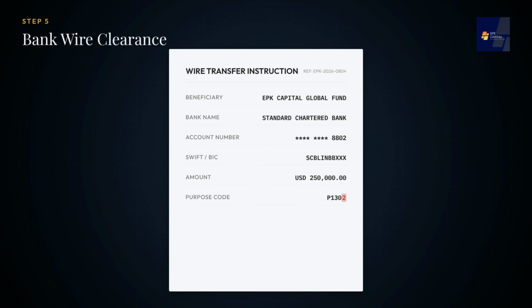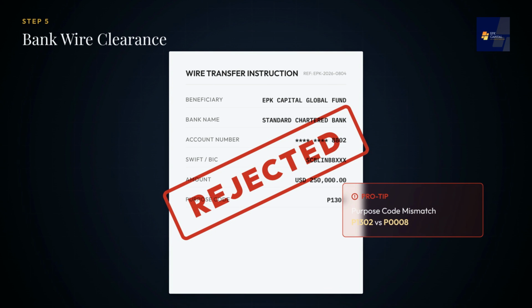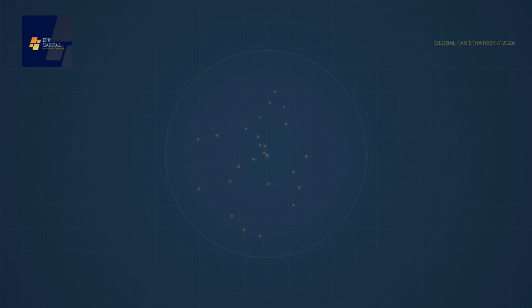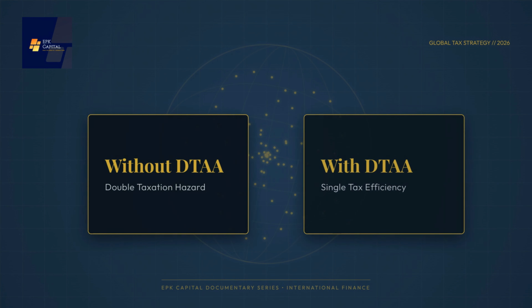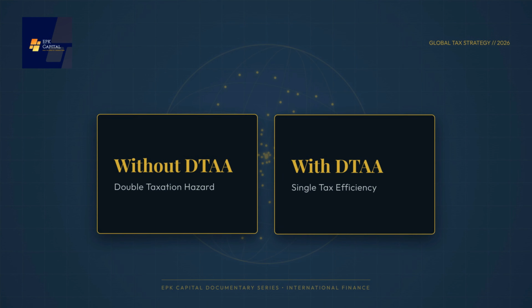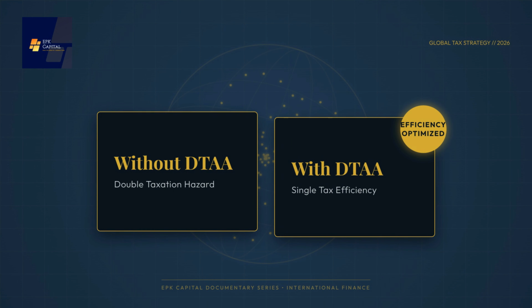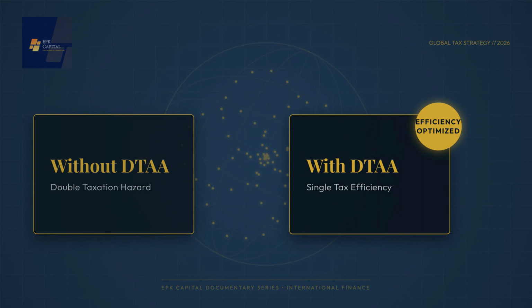Pro tip: always ensure the RBI purpose code matches your bank's code exactly. A single digit mismatch will cause an outright bank rejection. Beyond delays, there are severe tax consequences. India has treaties with over 85 countries. Your CA can apply DTAA provisions to optimize your tax withholding or ensure that every dollar paid in India qualifies as a foreign tax credit.